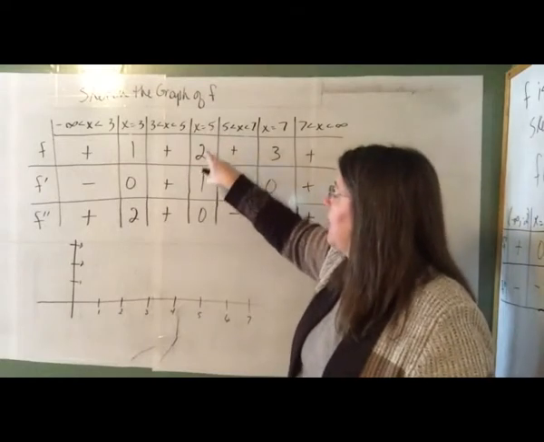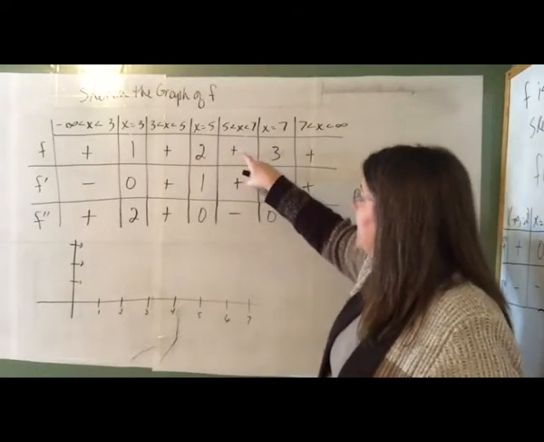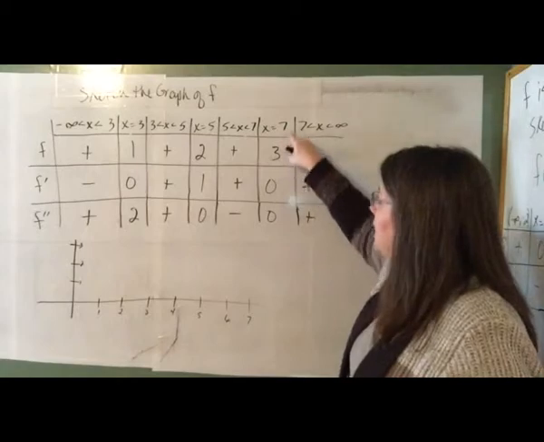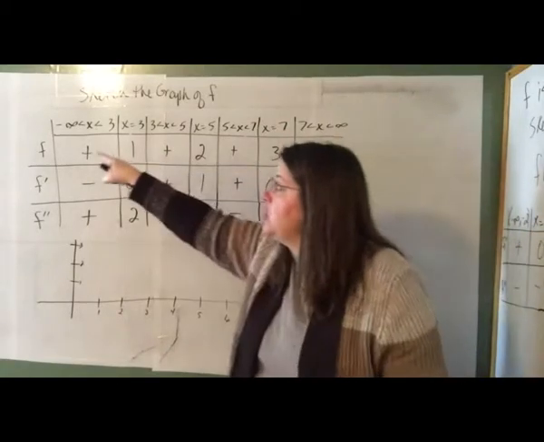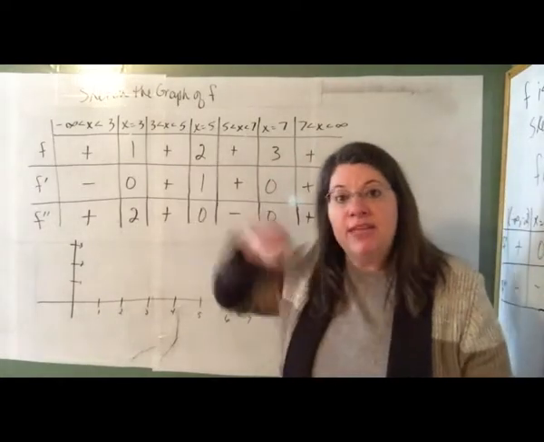2 means we have the point (5, 2). This plus means it's above the x-axis. (7, 3) is an ordered pair, and this means it's above the x-axis. So based on this information, this entire graph is above the x-axis.